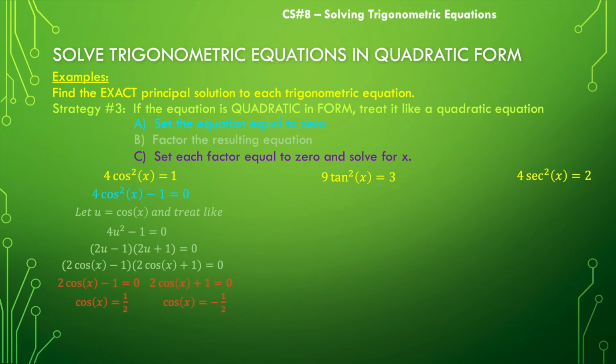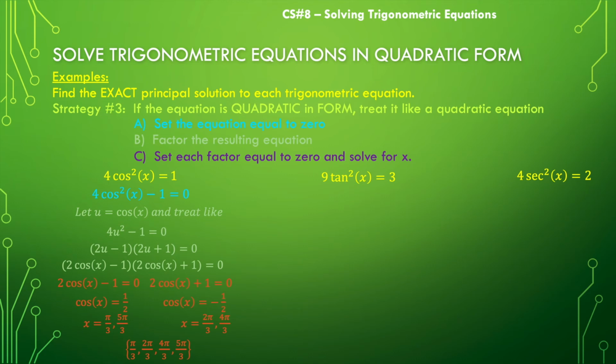And so we will end up with 4 solutions here, 2 from the left and 2 from the right. The angles on the unit circle that have an x coordinate of 1/2 are pi over 3 and 5 pi over 3. And the angles on the unit circle that have an x value of negative 1/2 are 2 pi over 3 and 4 pi over 3. So my solution set: pi over 3, 2 pi over 3, 4 pi over 3, and 5 pi over 3.